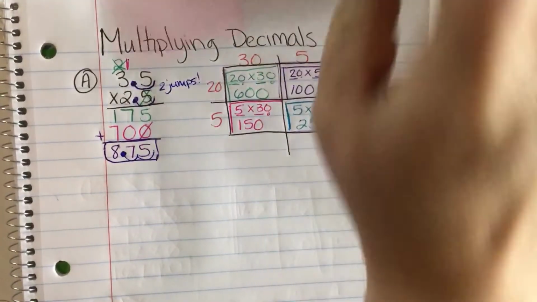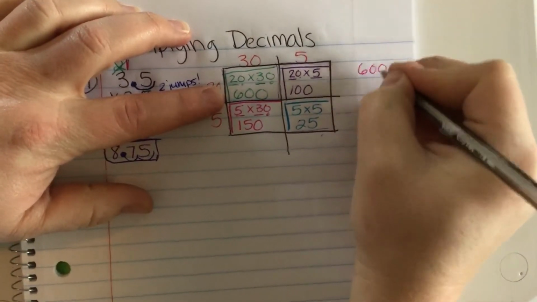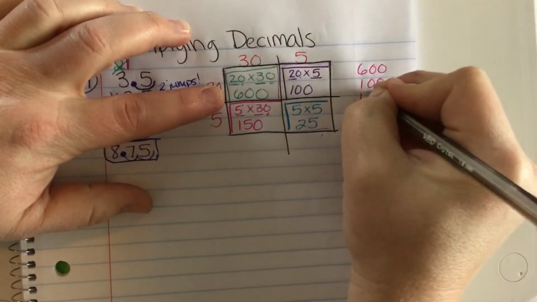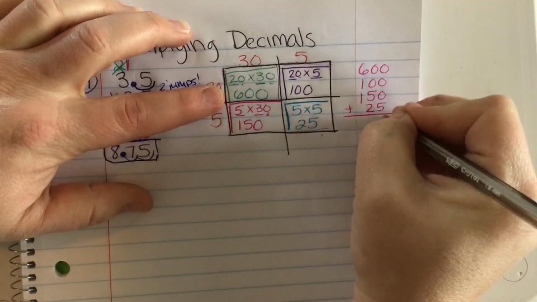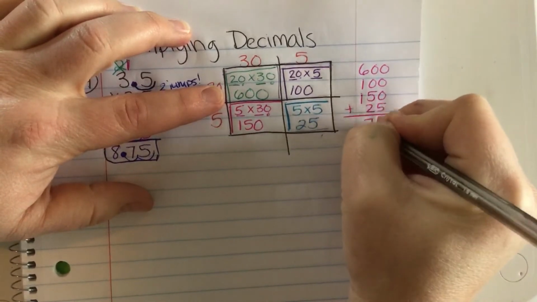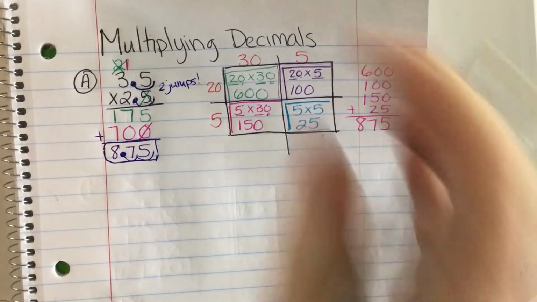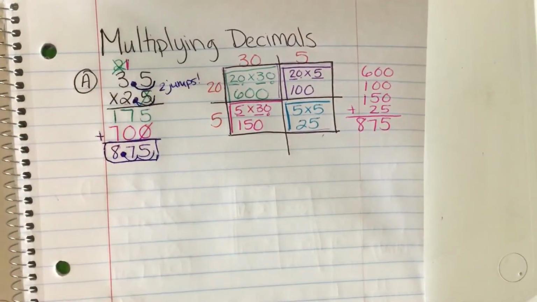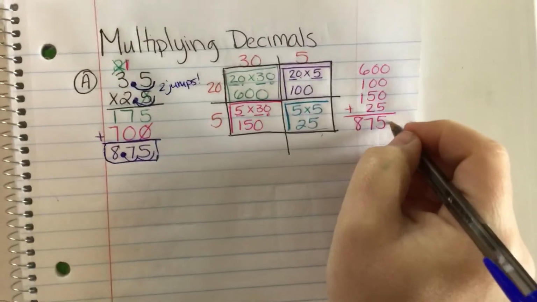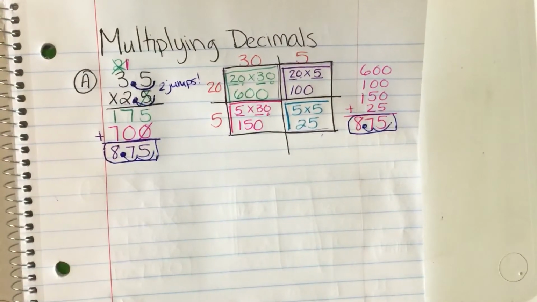All right, and next we are going to add up all of our products. So we have 600, 100, 150, and 25. That gives 5, 7, 8. Now, if we were doing whole numbers, we would be done, but we are working with decimals. Remember, we did 1, 2 jumps in our original problem, so we're going to do 1, 2 jumps in our answer, and we get to that 8.775. Okay?